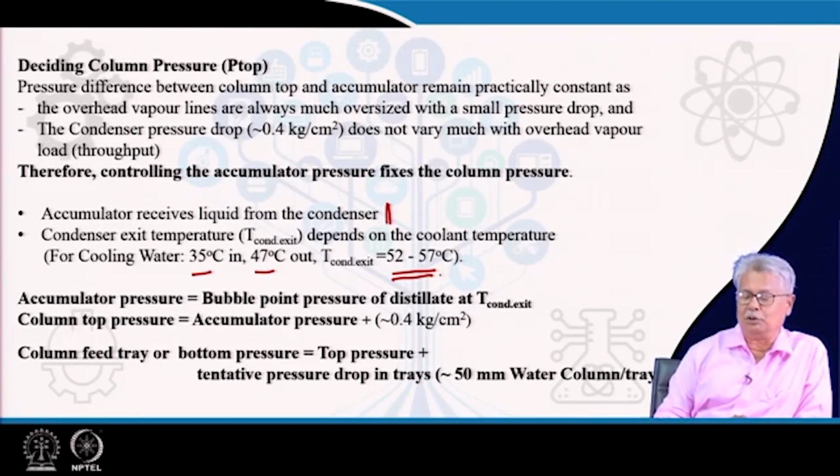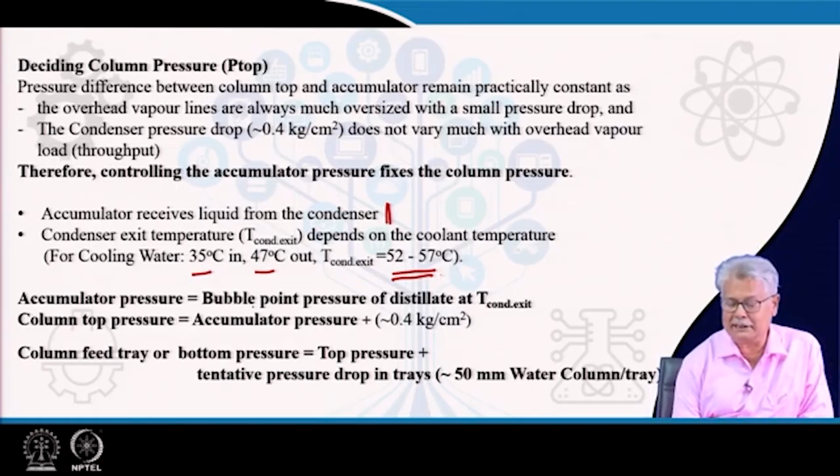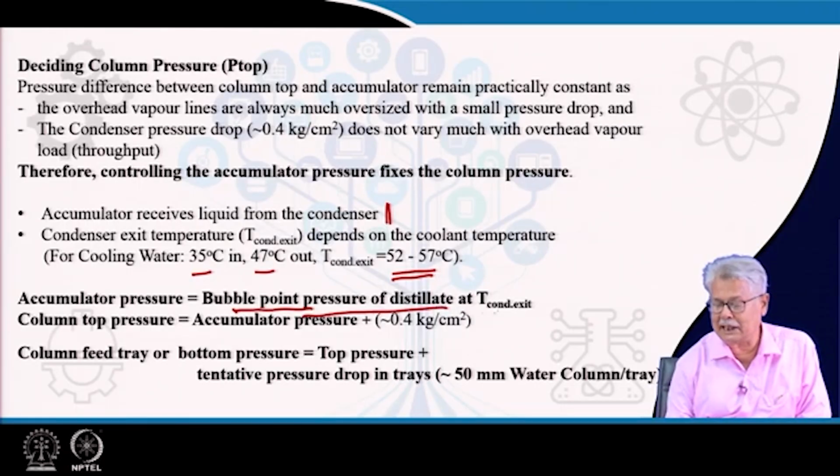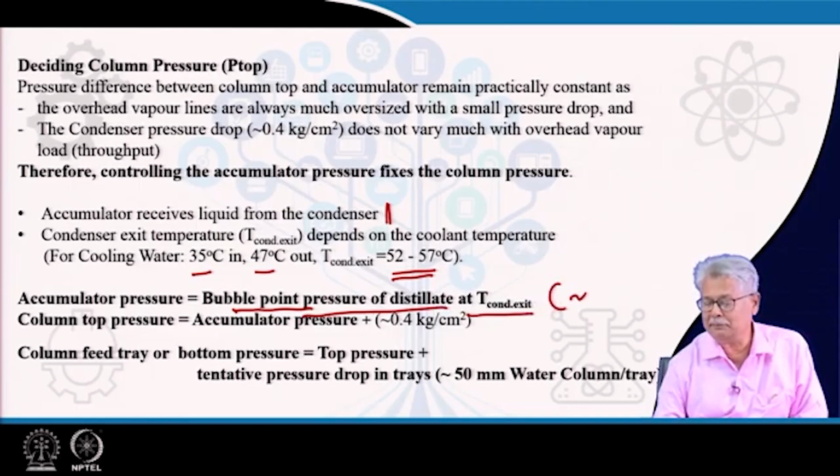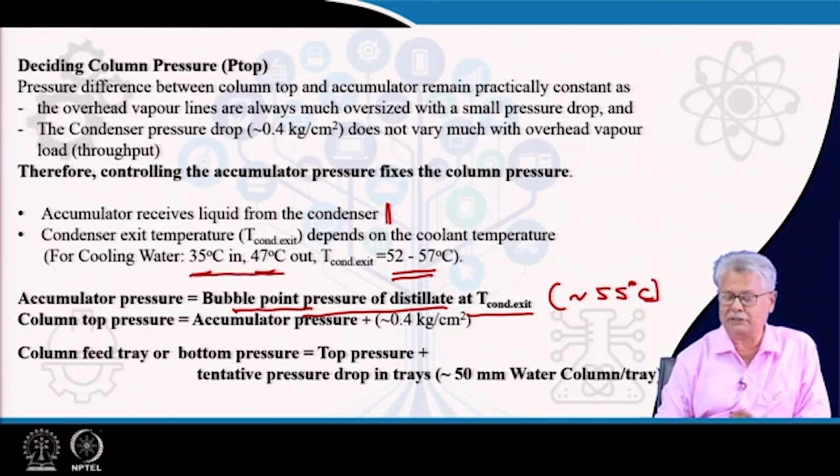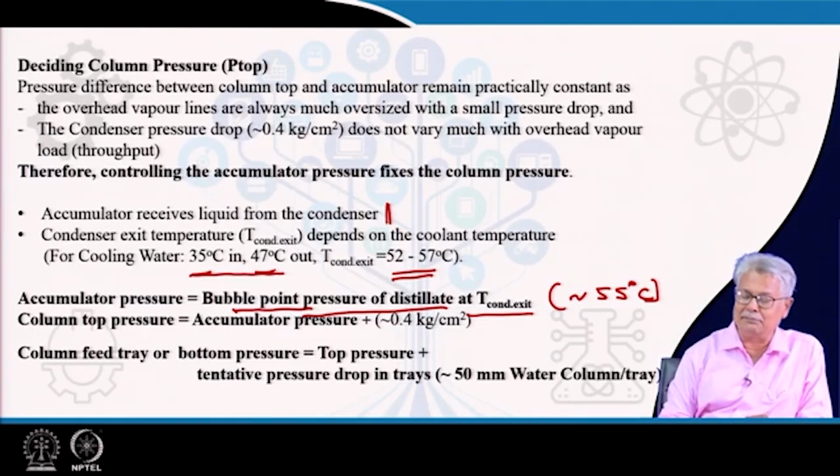So, if you are going to use cooling water, possibly you will have a condenser exit temperature which will be anything between 52 and 57, which the designer has to decide. Now, that means inside your accumulator, that is going to be your temperature, and the accumulator pressure is the bubble point pressure of the distillate at the condenser exit, which is anything around say 55 degrees centigrade if your cooling water is 35 in and 47 out. So, that is something to note, that ultimately your accumulator pressure is decided by the coolant temperature.